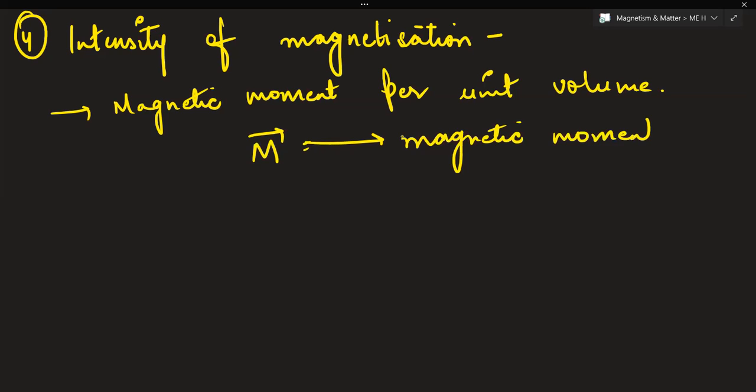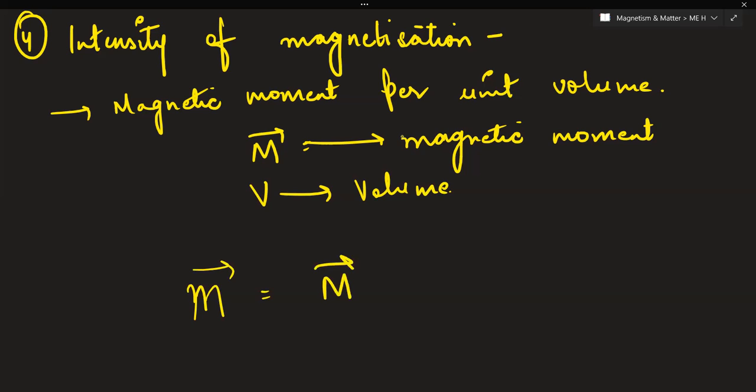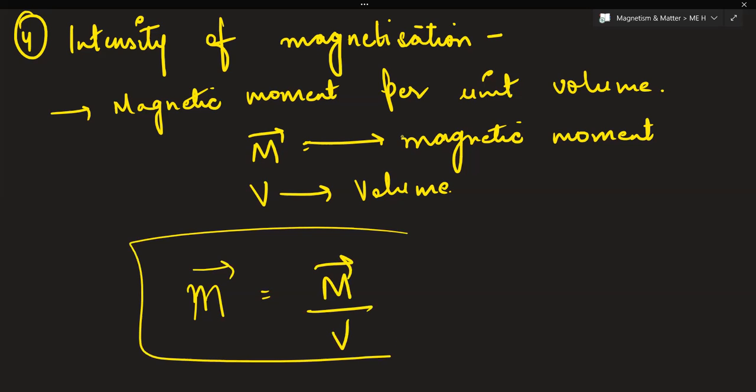These terms are very close to each other. It becomes very confusing when we refer to magnetic field intensity and intensity of magnetization especially. But there are differences between them, so you have to learn all these things. This chapter is a very theoretical chapter. Most of the things you have to remember. M is magnetic moment, V is the volume. So intensity of magnetization becomes magnetic moment per unit volume. Fine, this is it.